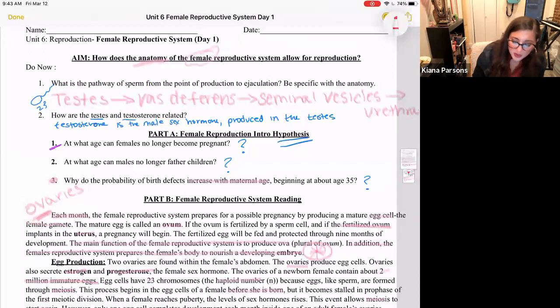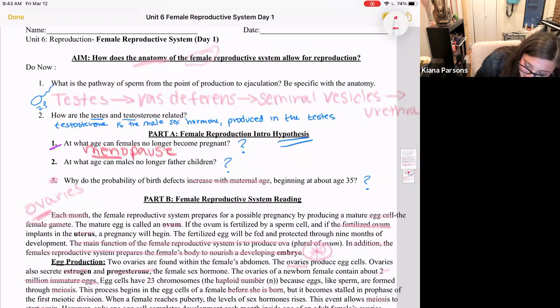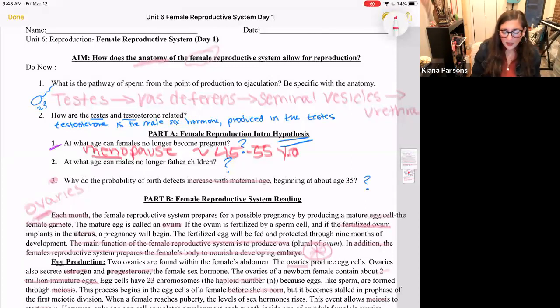at what age can females no longer become pregnant? This age is called menopause. And that is when the menstruation stops, menopause. And this is approximately 45 to 55 years old. Somewhere in that window, although it can vary. You know, some women can experience menopause a little bit younger, some women a little bit older than that, but that's standard.